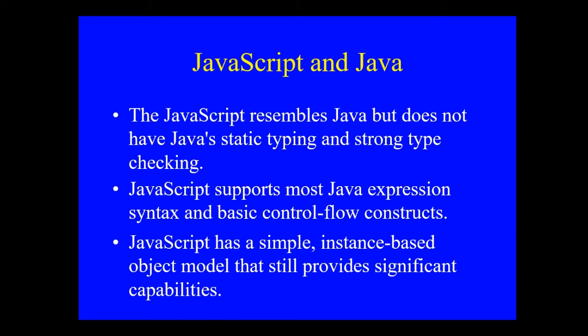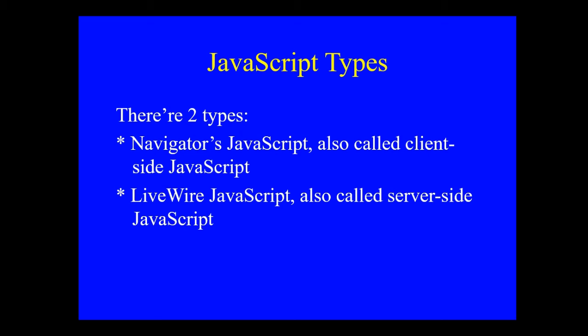JavaScript and Java. JavaScript resembles Java but does not have Java's static typing and strong type checking. JavaScript supports most Java expression syntax and basic control flow constructs. JavaScript has a simple instance-based object model that still provides significant capabilities. JavaScript types: there are two types, Navigator's JavaScript, also called client-side JavaScript, and LiveWire JavaScript, also called server-side JavaScript.